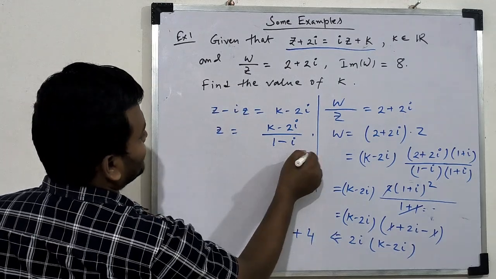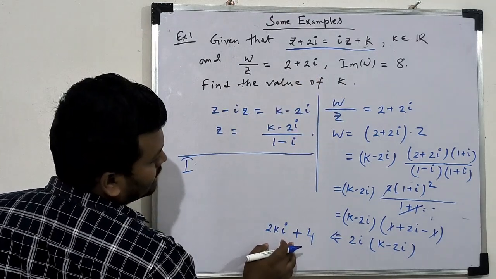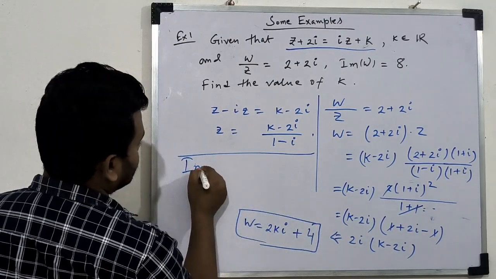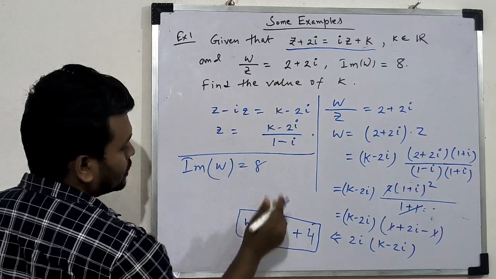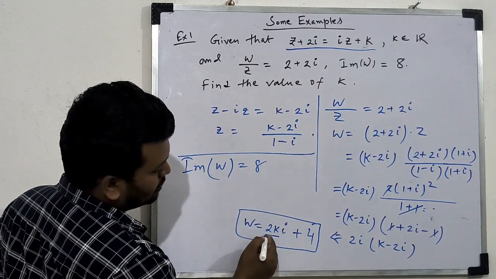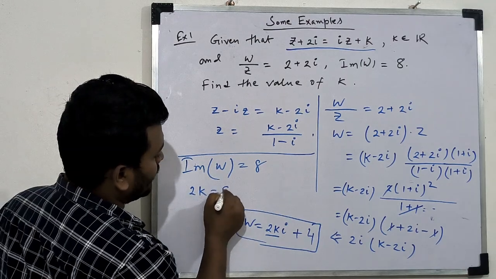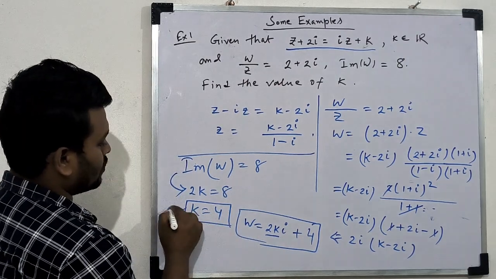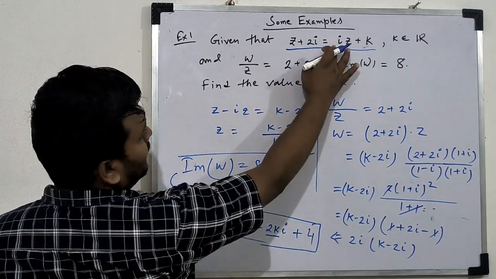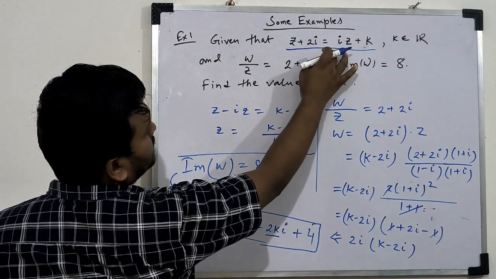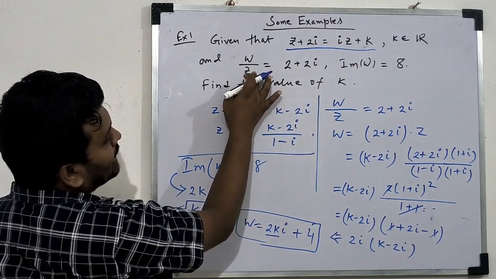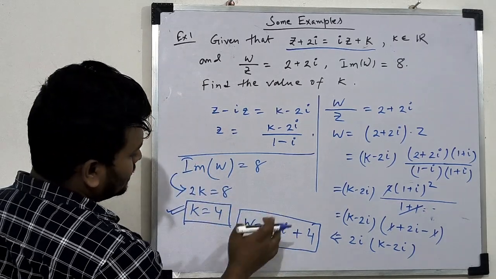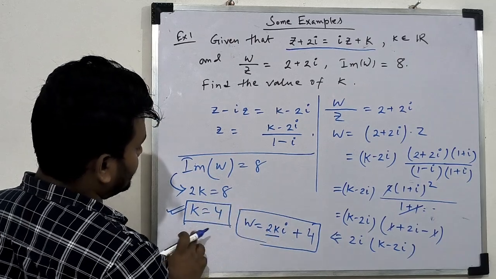As it is given that Im(w) = 8, so w equals this, and from here we get Im(w) as 2k, so 2k = 8, and this gives k = 4. So this is the final answer, k = 4. You can note down: first we find the value of z from the given equation, and the value of z we put here, and from this we get w, and as Im(w) = 8 is given, so from here 2k = 8, so k = 4.